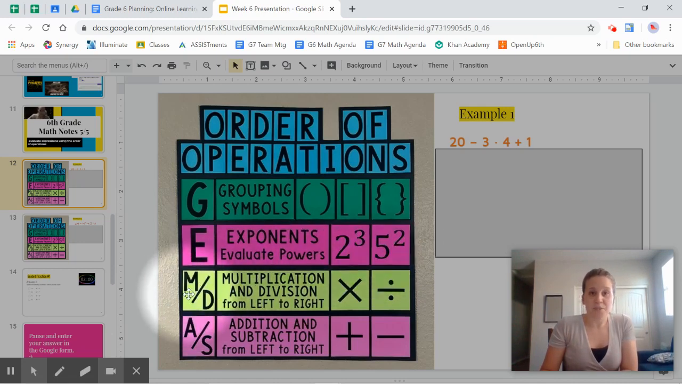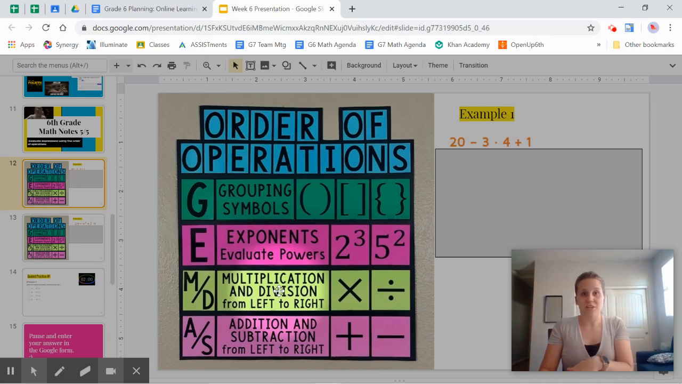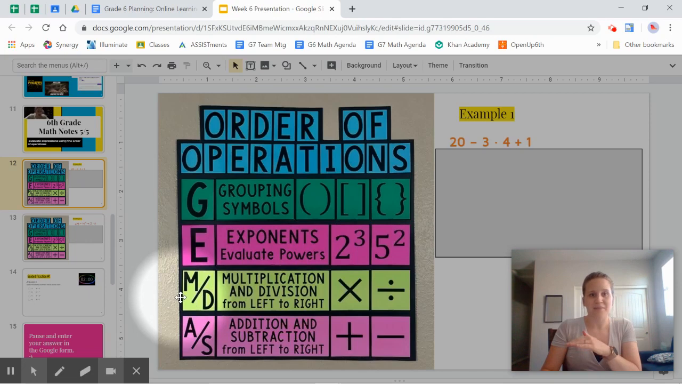The next step is multiplication and division. These are inverse operations, so we can actually write multiplication as division and vice versa. That's why we do them on the same step. Remember that we do multiplication and division from left to right. So if I have division and then multiplication, I actually end up doing division first. And then lastly, addition and subtraction, same thing from left to right.